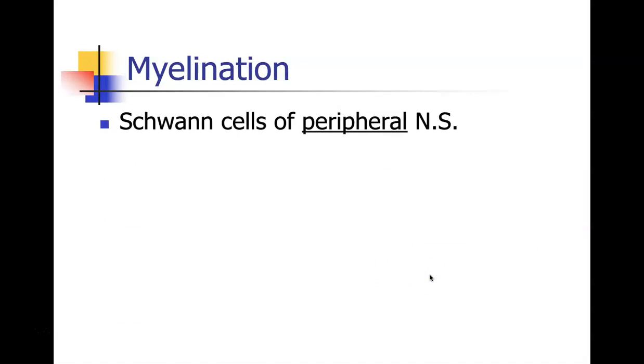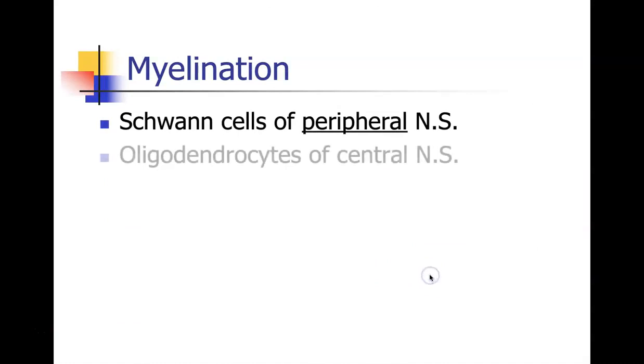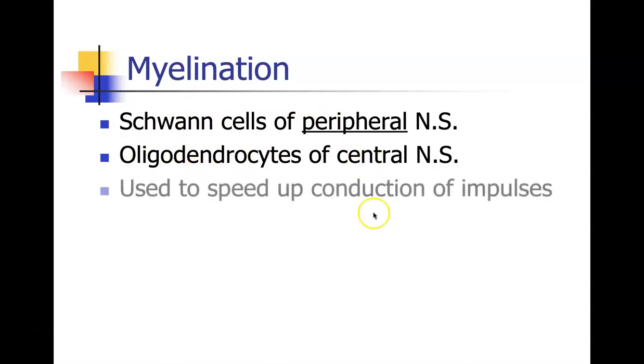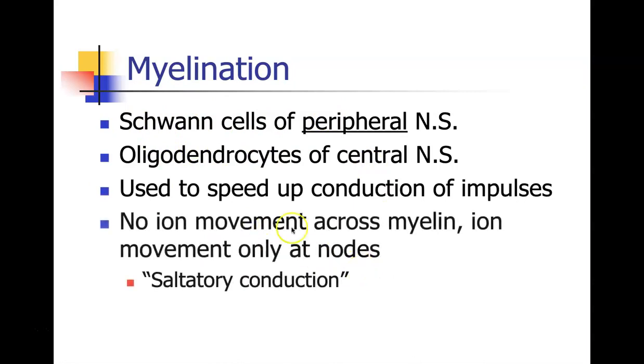So the Schwann cells are the ones that are in the peripheral nervous system. Oligodendrocytes are in the central nervous system. So they have the same function. They're both myelinating neurons. The Schwann cells are the ones that are doing it in the peripheral nervous system. Oligodendrocytes are the ones that are doing it in the central nervous system. And it's used to speed up conduction of impulses. So we don't see any ion movement across the myelin. We only see ion movement at nodes. So it's called saltatory conduction because it's jumping from node to node.